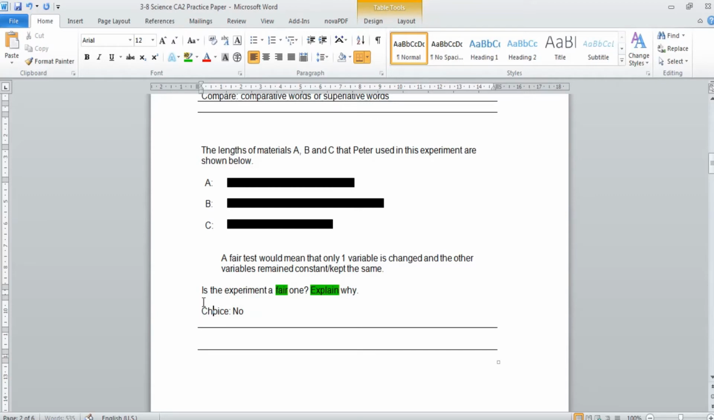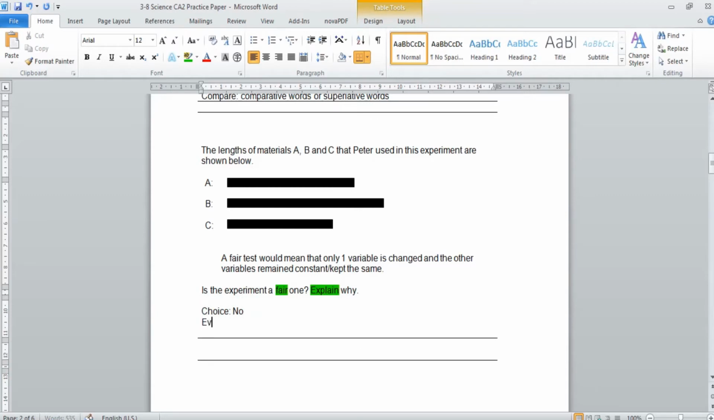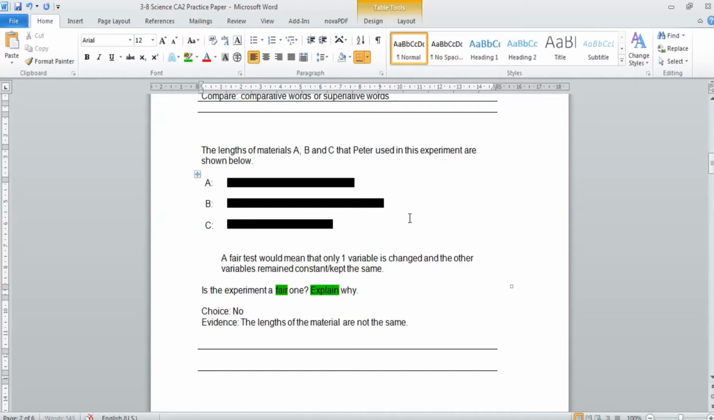Okay, next one. Then, what is your evidence? Evidence comes from the question. So that means talk about something from the question here. Why is this not a fair one? What is wrong with this? So tell me what's wrong with this first. The lengths of the materials are not the same. So we can say the lengths of the materials are not the same. That's your evidence, what you see from the question. Now, but you cannot stop here. You need to write the concept.